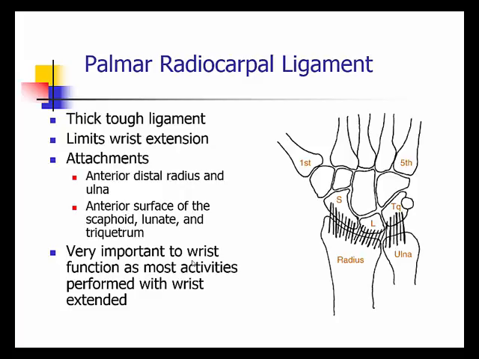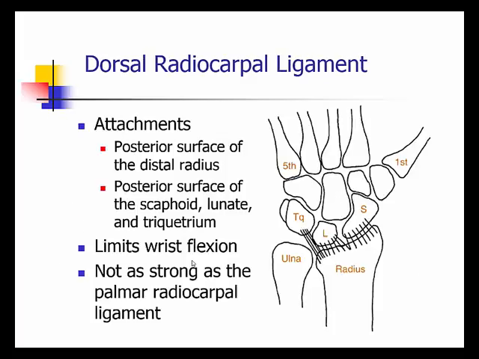For example, riding, tying your shoes, washing dishes, and other activities of daily living as well. Therefore, it is stronger than this next one, which is called the dorsal radiocarpal ligament. Its attachments are the posterior surface of the distal radius and the posterior surface of the scaphoid, lunate, and triquetrum. It limits wrist flexion, but it's not as strong as the palmar radiocarpal ligament because we just don't do as many activities in wrist flexion.